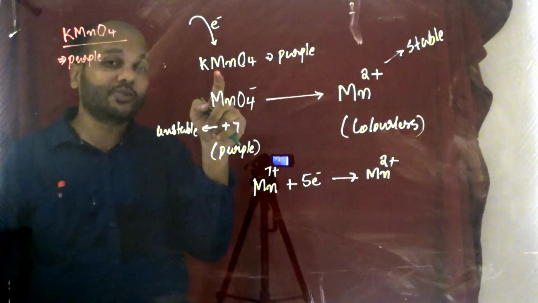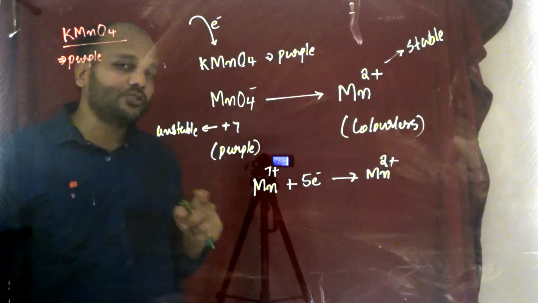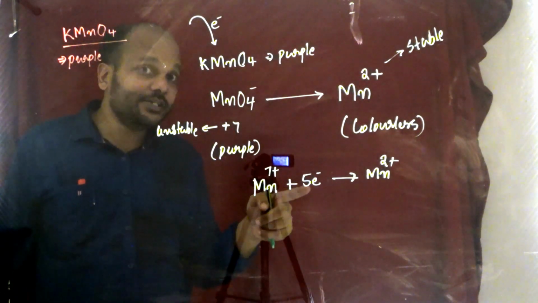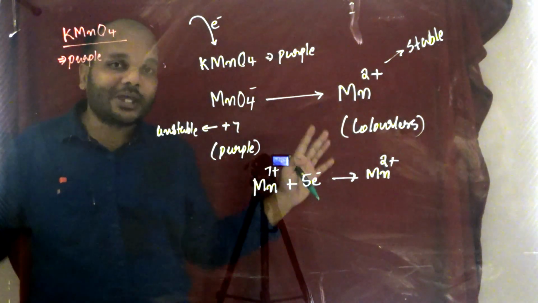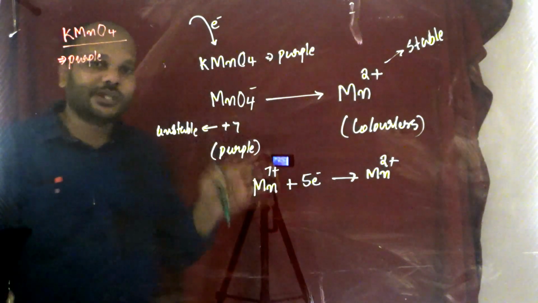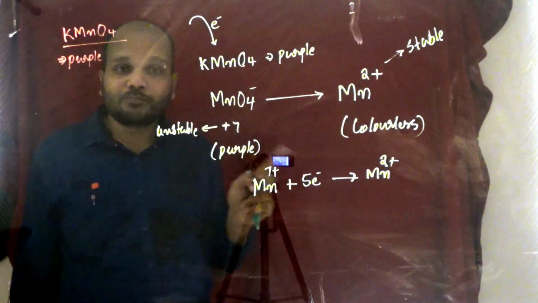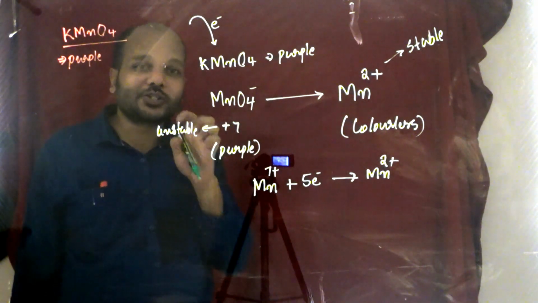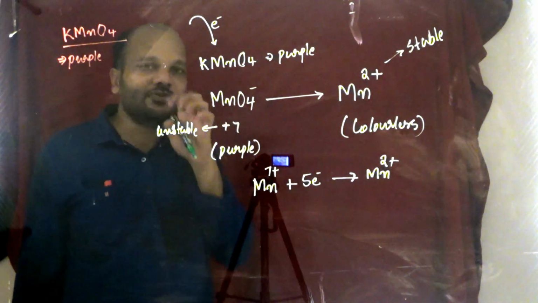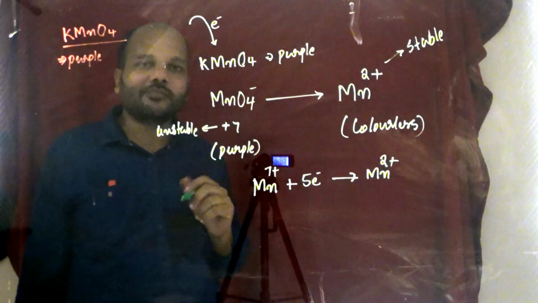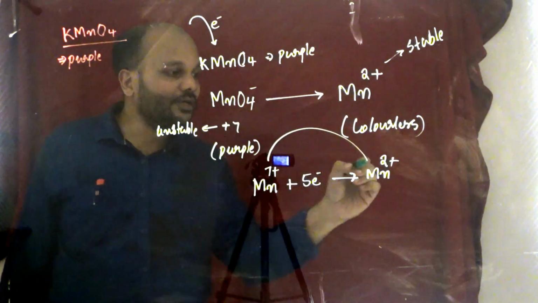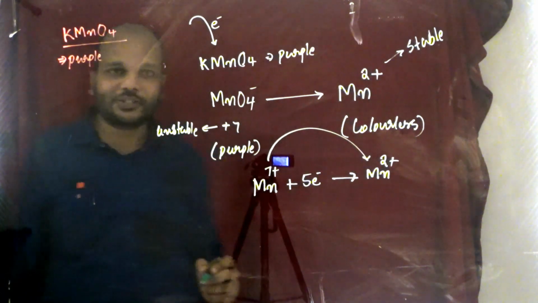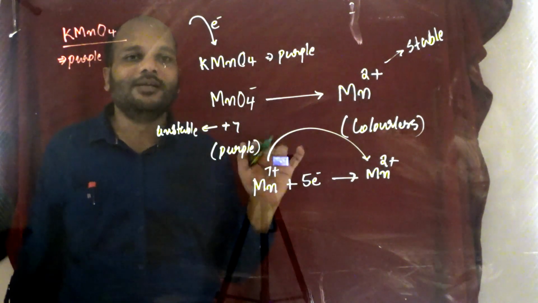So this is a very strong oxidizing agent, because you can see from the reaction, it doesn't want 1 electron, not 2, it is not satisfied with 3, it is unhappy with 4, it desperately wants 5 electrons. It always tries to gain 5 electrons from its surrounding environment, so that it can convert into the Mn2 plus oxidation state and remain stable.